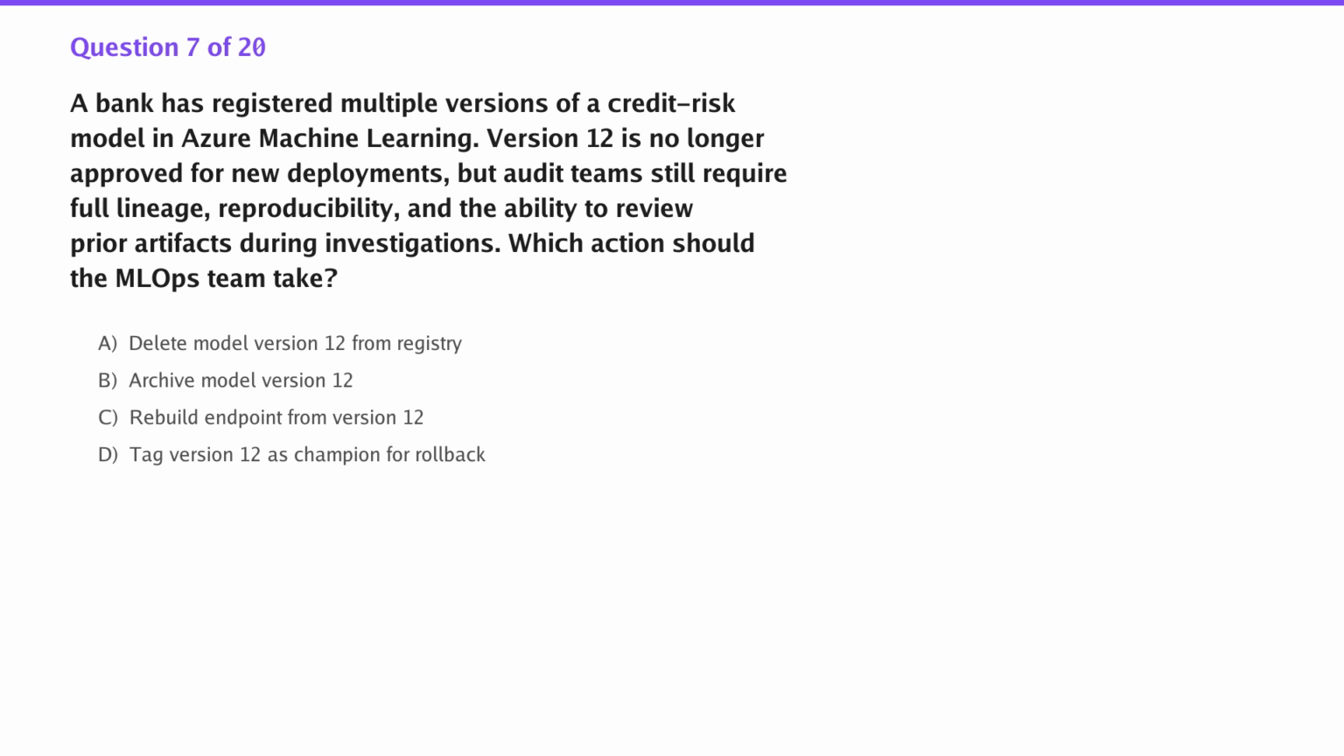Option A, delete model version 12 from registry. Option B, archive model version 12. Option C, rebuild endpoint from version 12. Option D, tag version 12 as champion for rollback. The correct answer is Option B, archive model version 12.